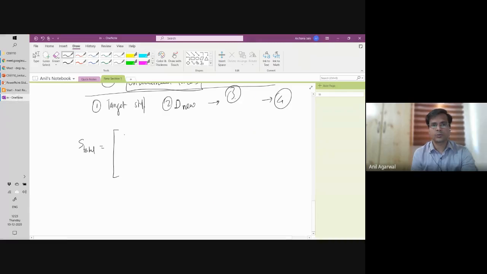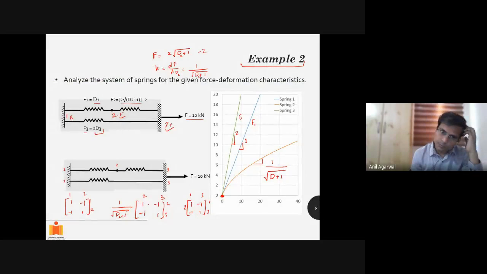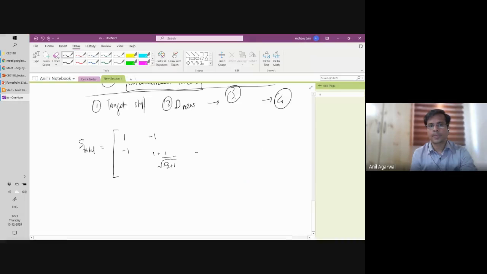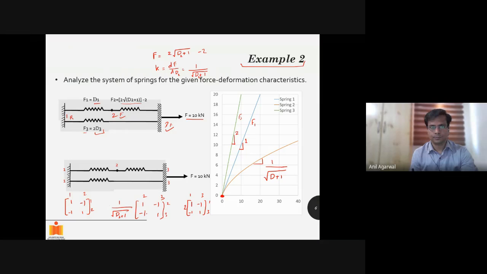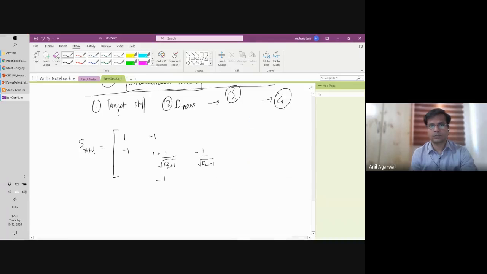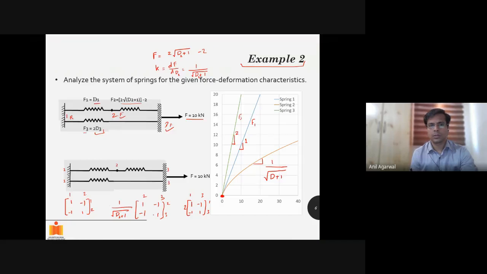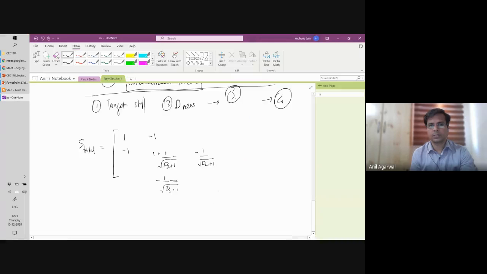Let's put the terms corresponding to 1 minus 1 minus 1 1. That is 1 and 2. 2 and 3 will be again 1 by d2 by 2 plus 1. That is 2 2, then 2 3. And a similar thing here, minus square root of d2 plus 1. And the third term will be plus.